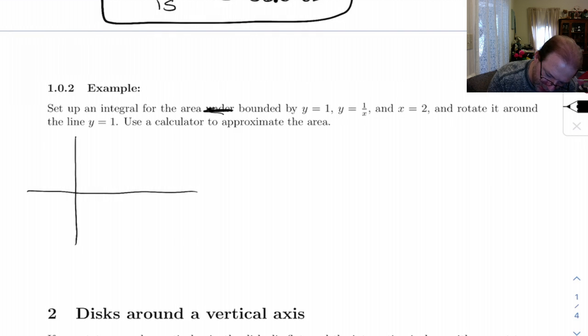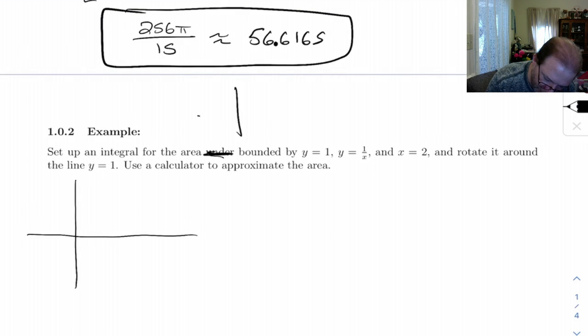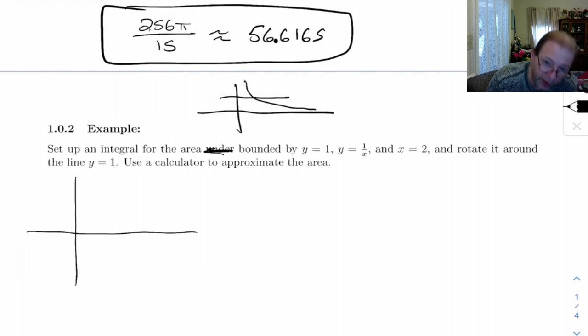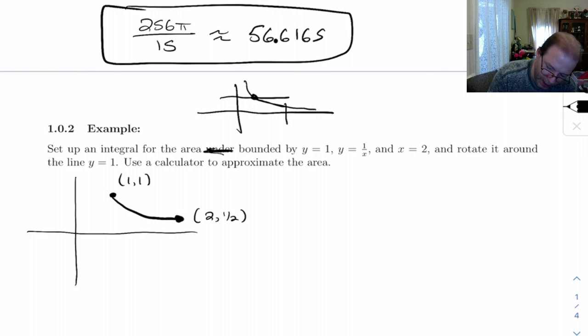Because y equals 1 over x, let's graph it up here roughly. Y equals 1 over x looks like that. Y equals 1 is a line here. X equals 2 is a line over here. So we're really looking at this. So let's see, this point up here is 1, 1. And this goes down over here to 2, 1/2. And we're actually rotating this around the line y equals 1.